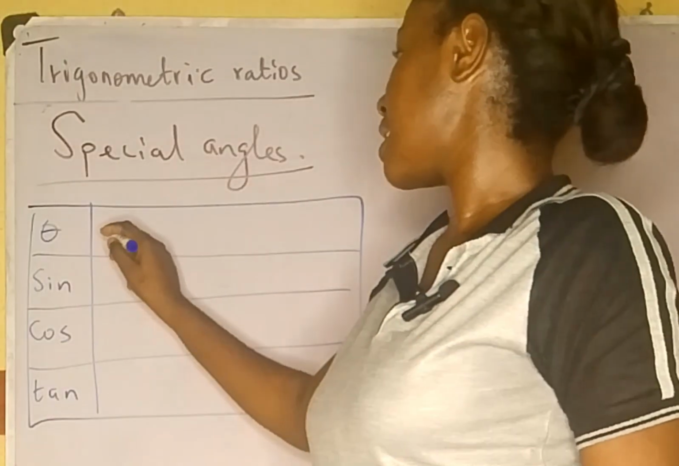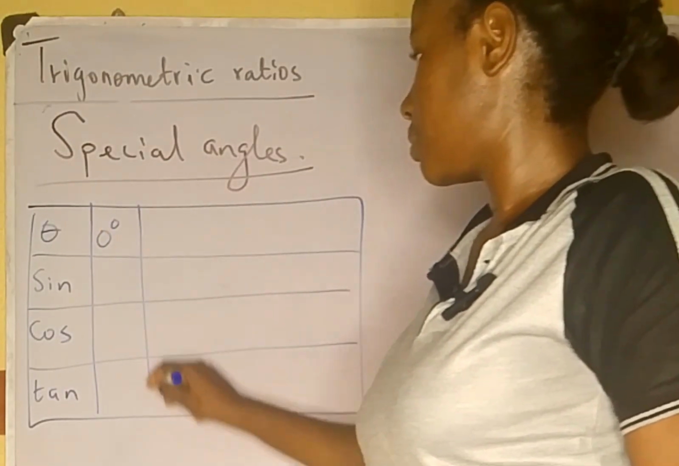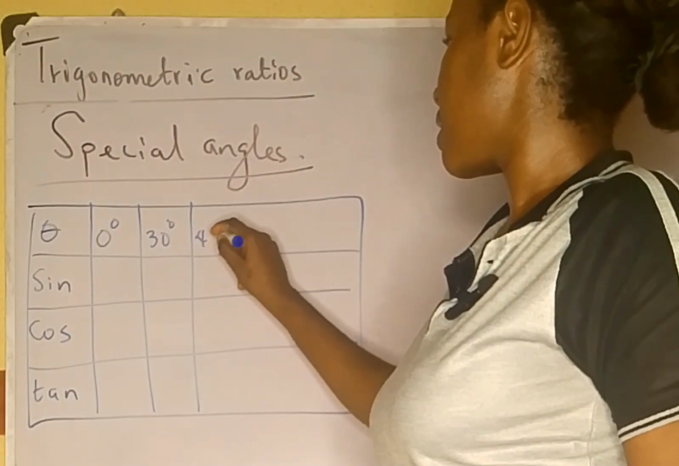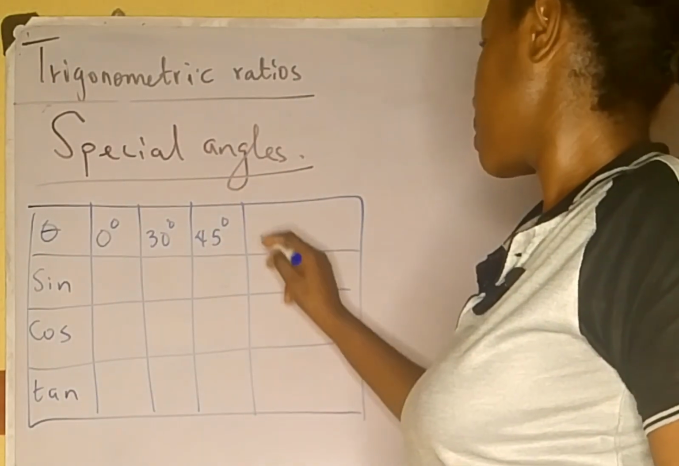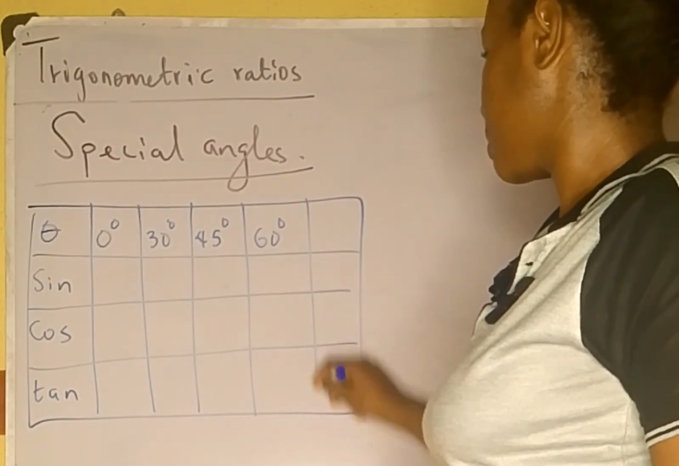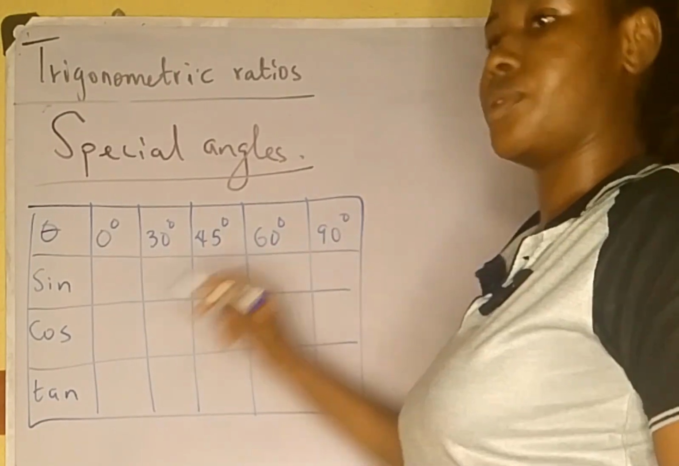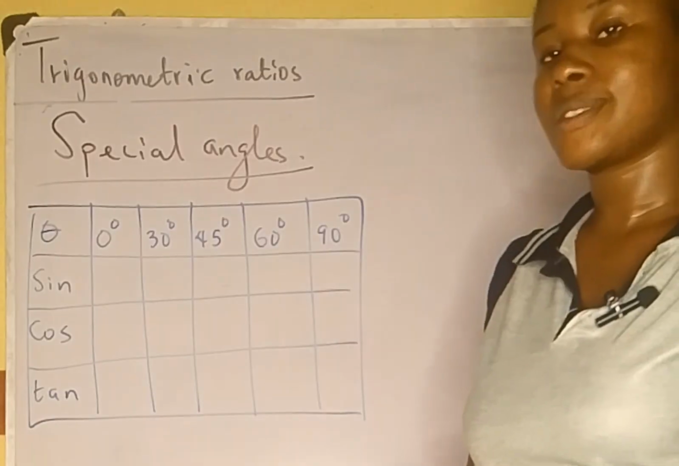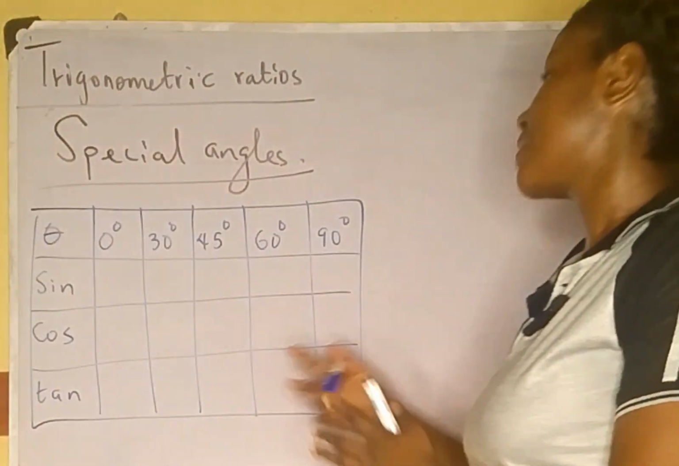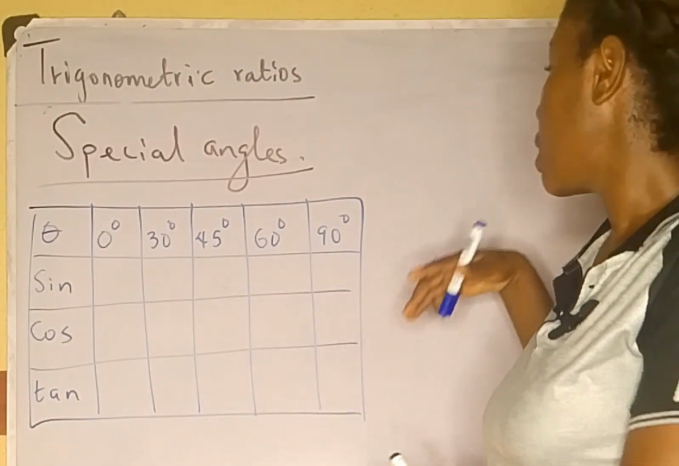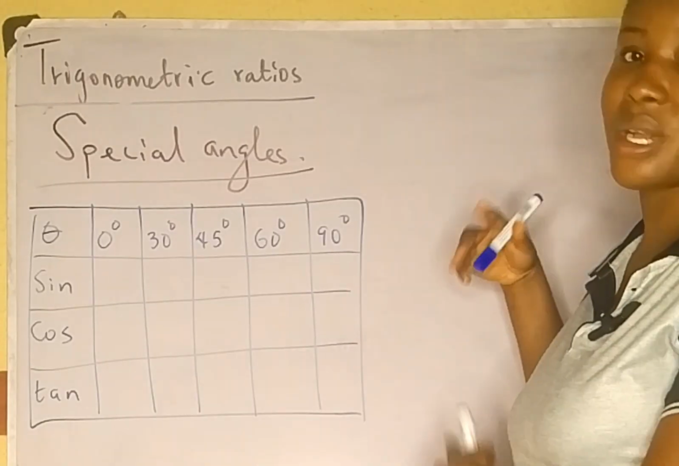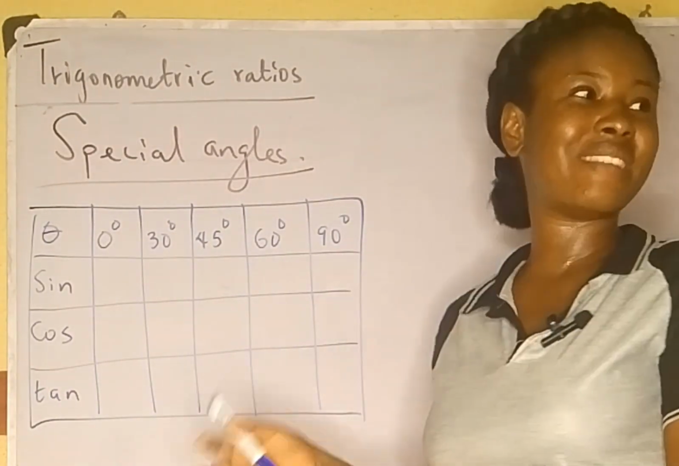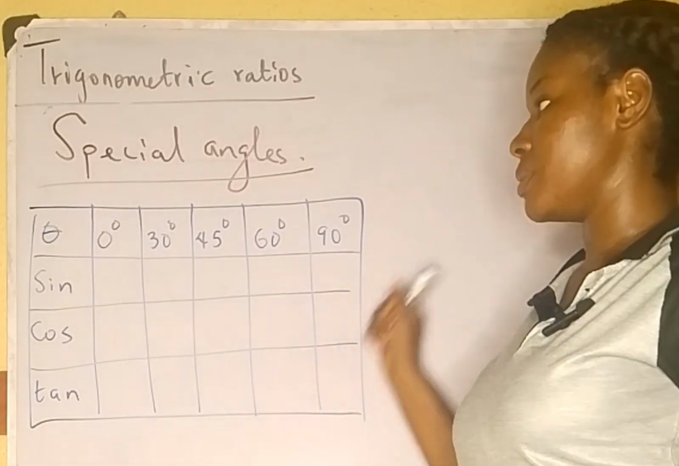Then under theta we'll have 0 degree, 30 degree, 45 degree, 60 degree, and lastly 90 degree. So these are our basic special angles. We can still get other angles like 120, 150. We actually love the 30 degree interval, but we can still derive any other angle. But these ones are the basic ones.